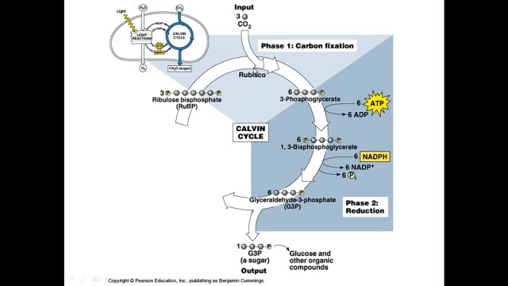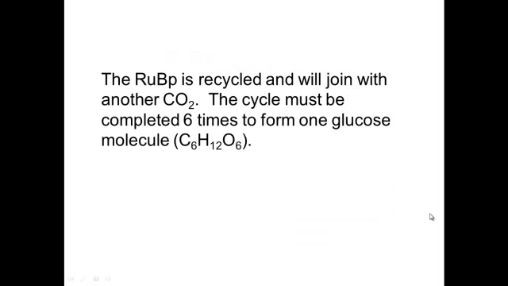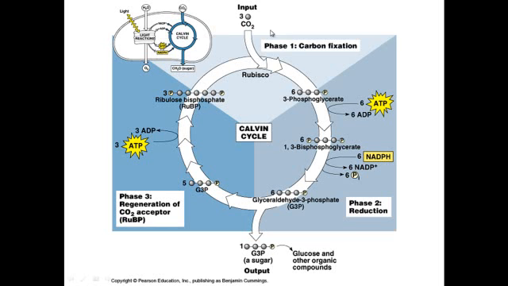Then that's going to come up, grab some more carbon dioxide, do it again, grab some phosphates from ATP, grab some hydrogens from NADPH, reorganize, and drop off a second G3P. Now 2 of these G3Ps are going to recombine to create a glucose molecule. And that's the end. So we have to do this twice, and then we're done. Okay, so that's the whole process.